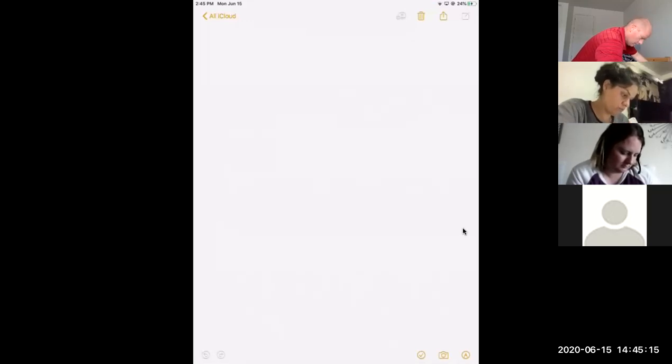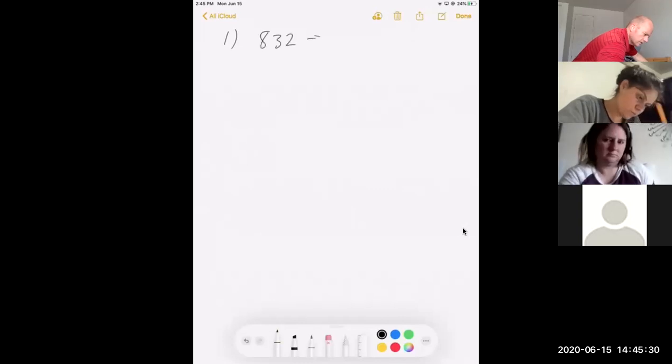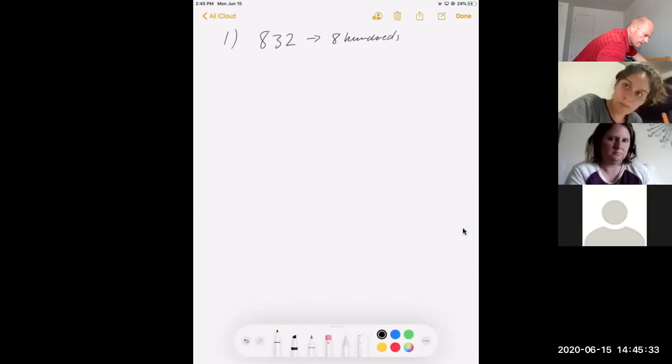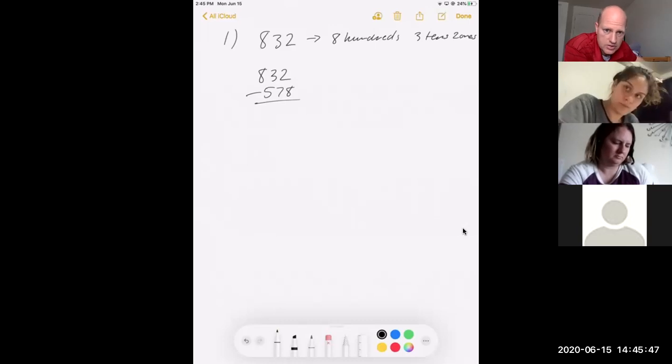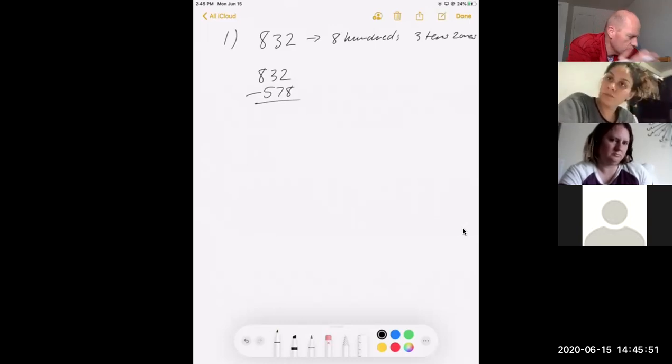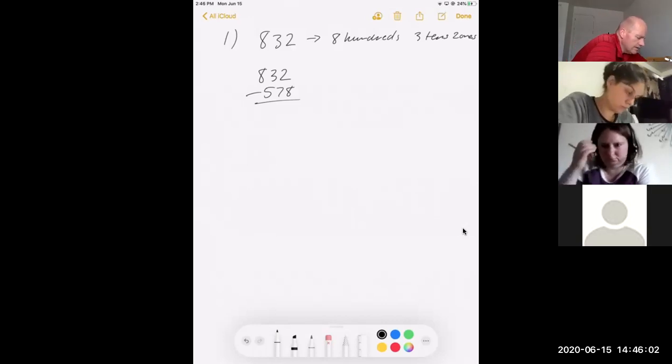You need to do this problem here. Okay, so it's number one. So they say 832 is 8 hundreds, 3 tens, 2 ones. Okay. We need to subtract 832 minus 578. But the way the numbers are written there, I can't subtract because I don't have enough, if you go from ones, then to tens, then to hundreds. So we need to think of 832 in a more convenient form. And that's what breaking up or unbundling and regrouping helps us do.